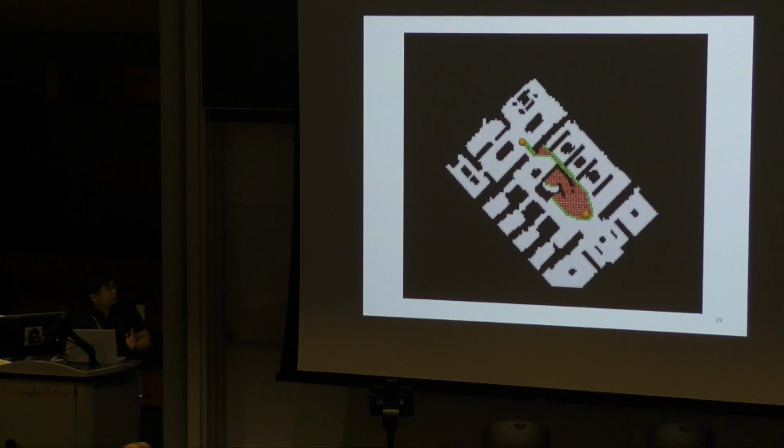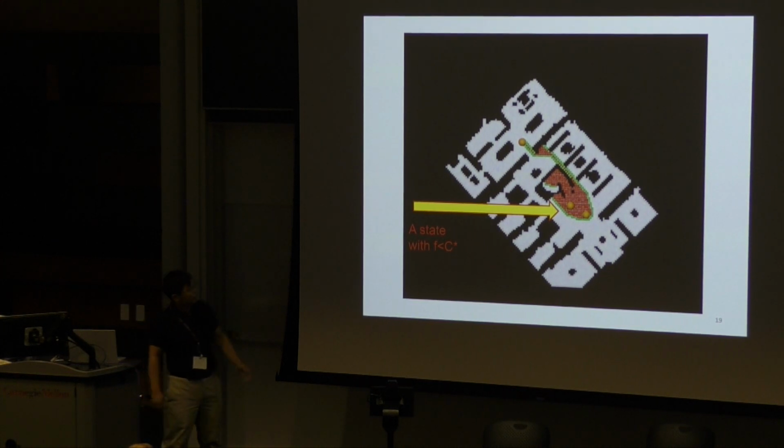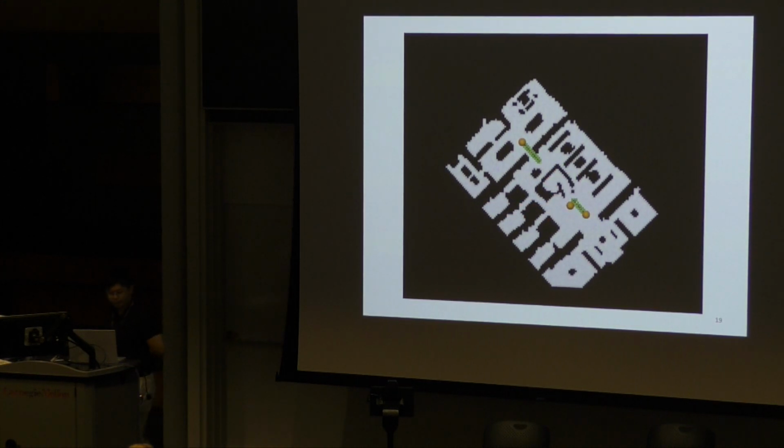For the following, I'm going to pick three states that are likely to be expanded by all algorithms, but for each state I pick, I will show a bidirectional algorithm that does not expand that state. To start with, we pick some states with f less than C star in the red area. We can see that there is a bidirectional algorithm that does not expand that state. So maybe we are just unlucky. Maybe we'll try another one.